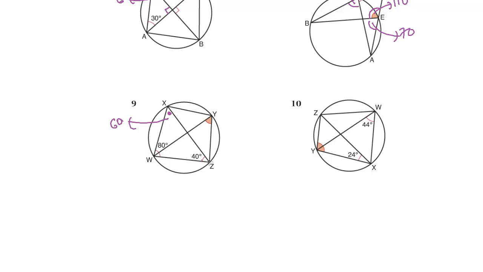That means by the same arc, they make the same angles. So this is also 60 degrees.